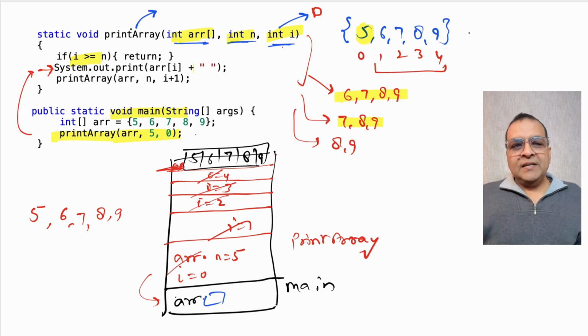How much memory is this print array function taking? The memory taken by this print array function depends on the length of the array. And because it depends on the length of the array, the memory complexity of this function will be order of n because it is directly proportional to n.